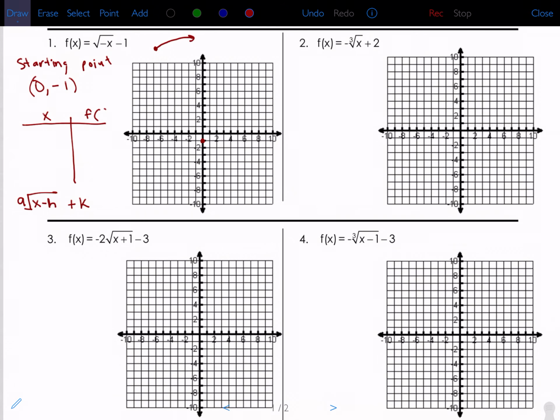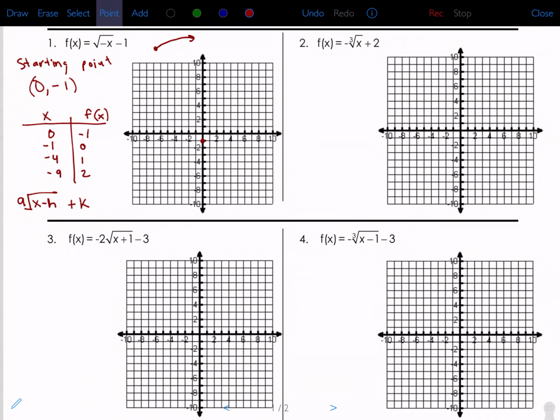Okay, so you should still have your table up. You're going to write down those good points now. There's an x and then f of x, which is the same thing as y. So we started at 0, -1, and then we had -1, 0. All this you should see in your calculator, -4, 1. Practice the steps with me, -9, 2.